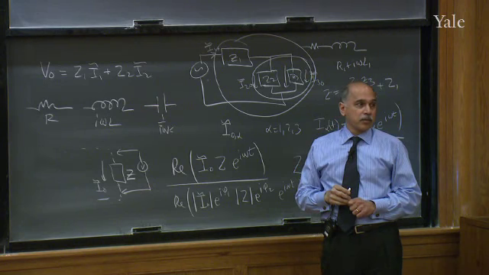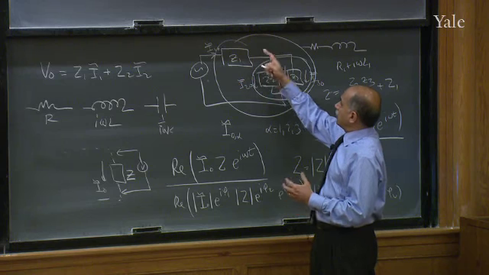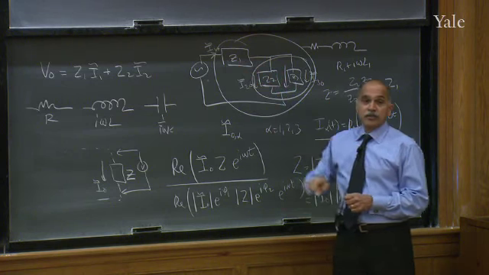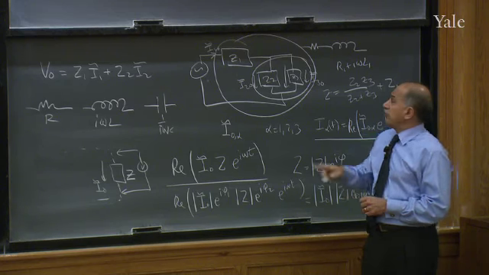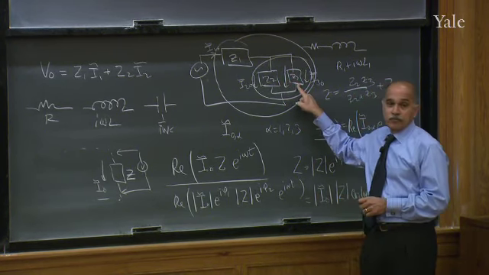Yes? Take that current, multiply by Z1 times e to the i omega t, take the real part, that's the instantaneous voltage on this guy. Here's one more thing. When that current comes here, how is it going to branch between these two?